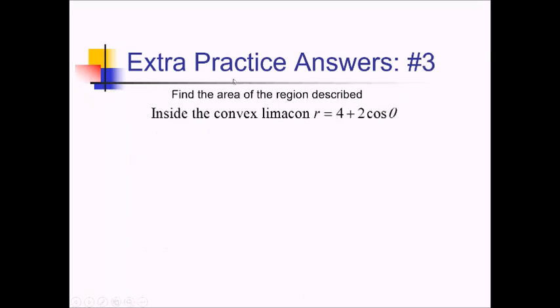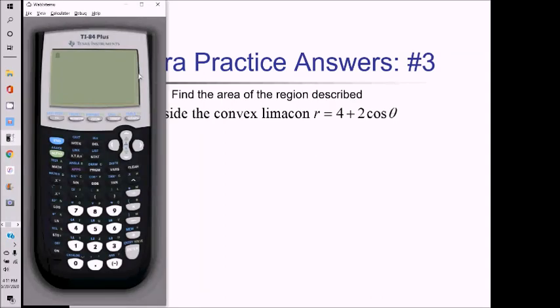On this problem, I want to find the area inside the convex limacon r equals 4 plus 2 cosine of theta. So this is a grapher problem. I'm going to start by graphing this in polar mode just to see what I'm looking at. So here I am on my grapher. I'm going to mode just to make sure this is in polar mode.